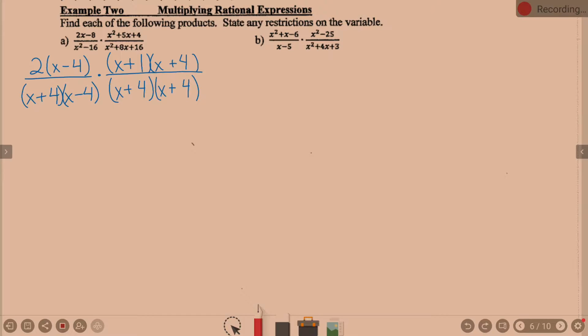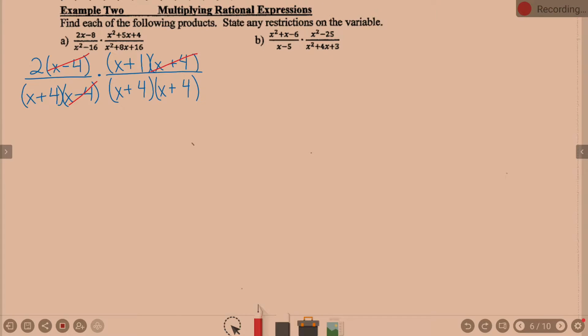Thoughts on what can cancel? The x minus 4 on top cancels with the x minus 4 on bottom. What else? There is an x plus 4 on top, so the x plus 4 on top can cancel with an x plus 4 on bottom. Now, does it matter which x plus 4 on bottom?